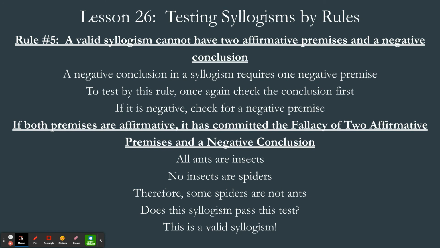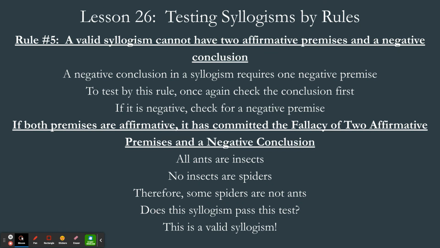Okay, Sadler, read rule number 2 for me. If a term is distributed in the conclusion, it must also be distributed in the premise. Okay, Sadler, what's the distributed term in the conclusion? Ants. Ants is the major term. Is the major term distributed in the major premise? Yes, it is. So rule number 2 is good.